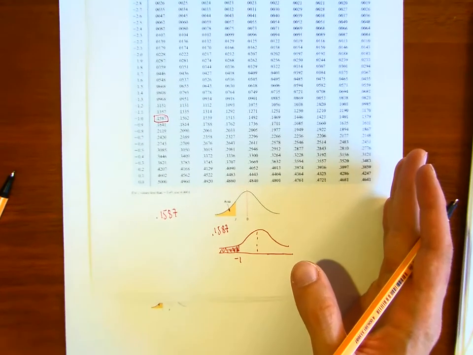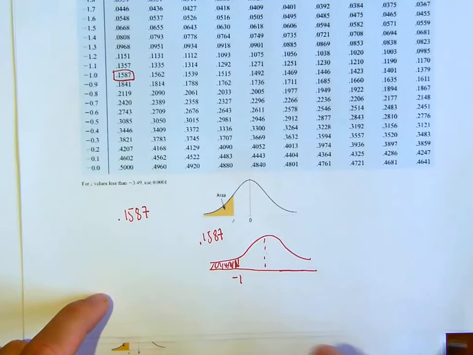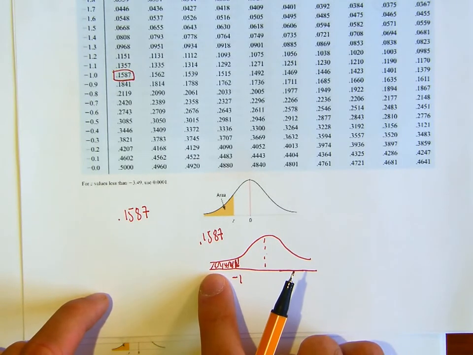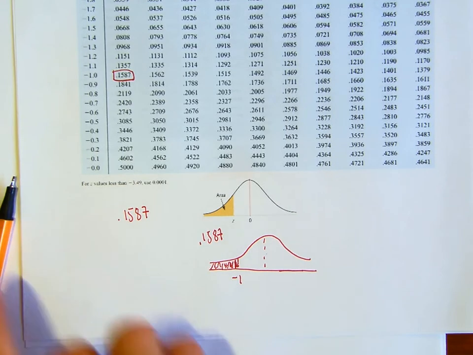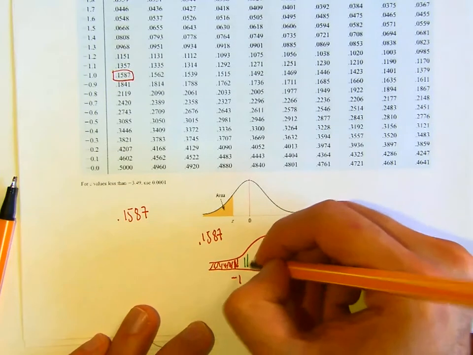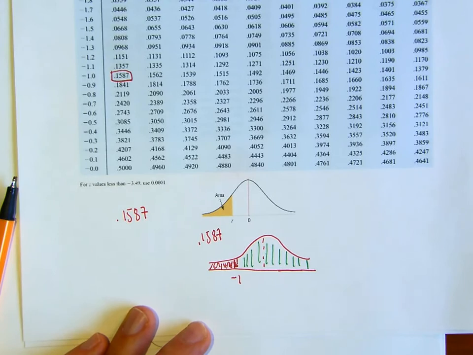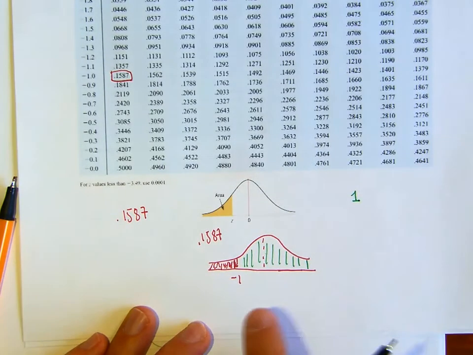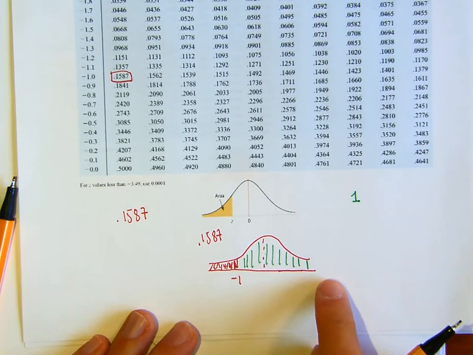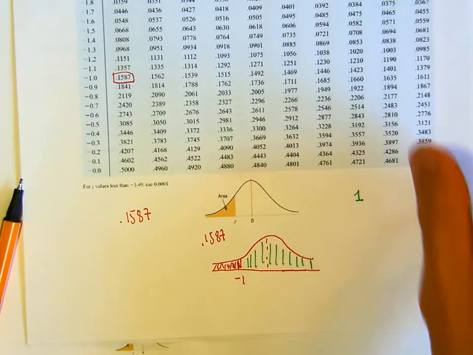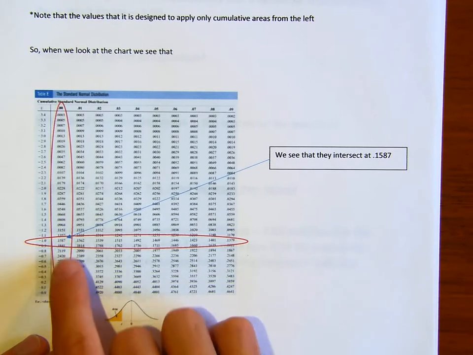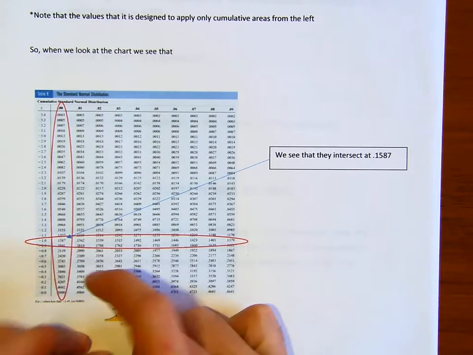So notice that if we have 0.1587 to the left of negative 1, what do you think you're going to have to do to find this area to the right of negative 1? And hint, what's the area of the whole thing? The whole area is 1. So how would you find the area to the right of it? Pause the video and try and think about it. Okay, here I just showed that little intersection part, that 0.1587.